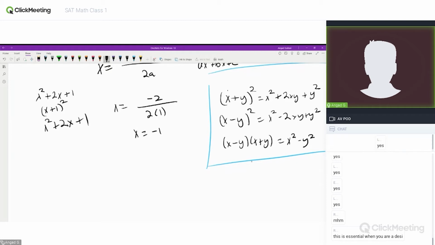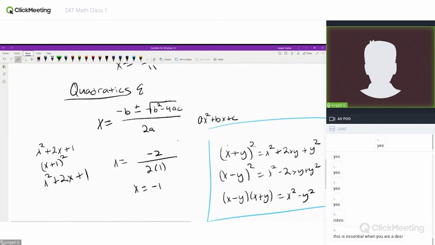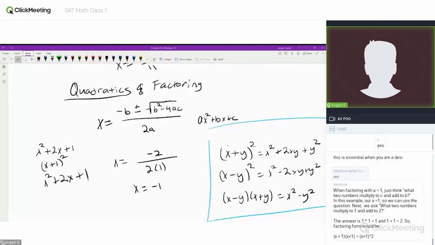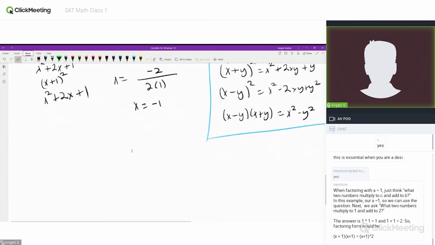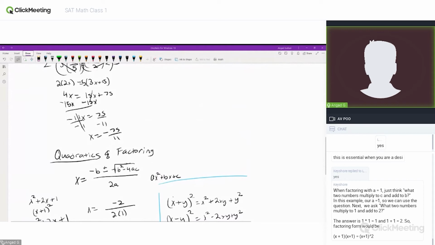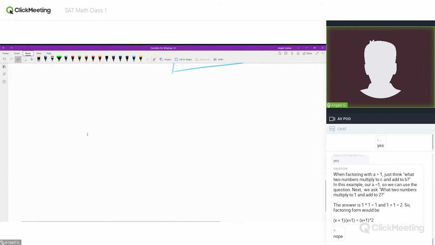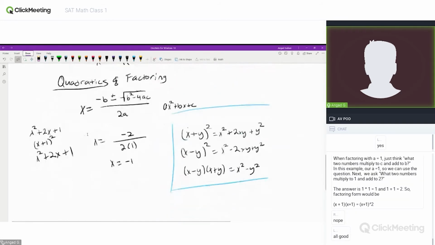All right, so that's pretty much it for quadratics and factoring. I should include factoring because we kind of just did that real quick. Any questions on anything we've got through so far? We've been going through this pretty fast. We may need to pump up the classes a bit.